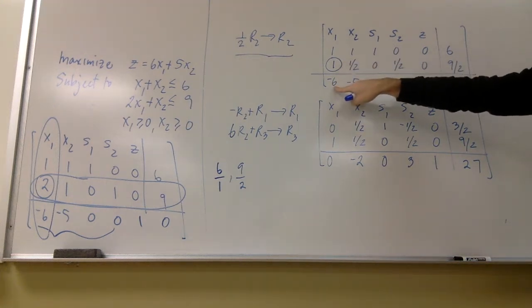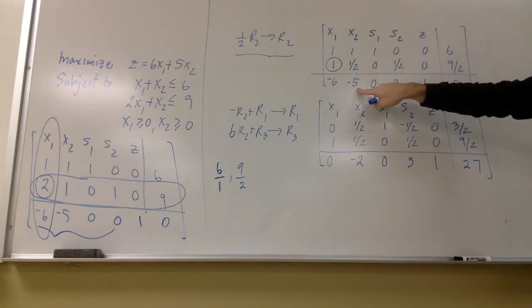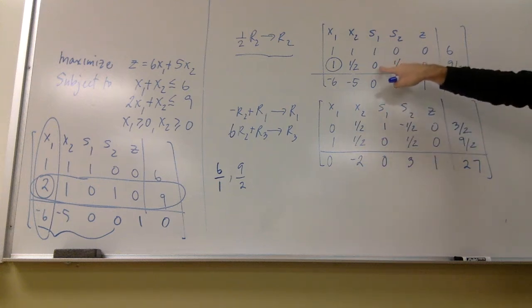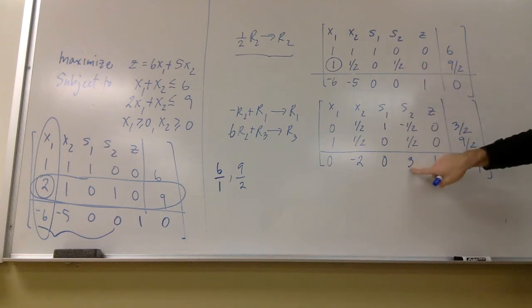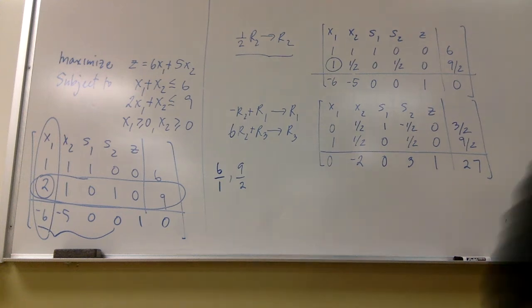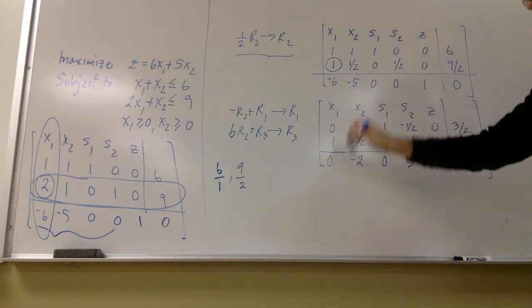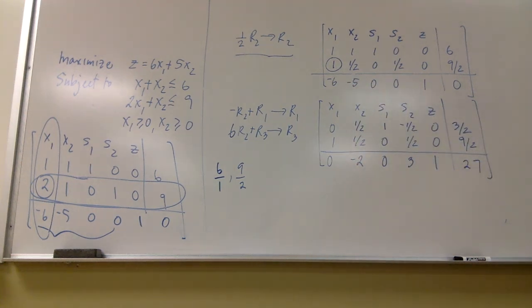6 plus negative 6 is 0, 6 times 1 half is 3, 3 plus negative 5 is negative 2, 6 times 0 is 0, plus 0 is 0, 6 times 1 half is 3, plus 0 is 3, 6 times 0 is 0, plus 1 is 1, and 6 times 9 halves is 27. So now we've just carried out one pivot process, and we have the updated tableau given by this tableau here. Now the idea of the simplex method is to continue pivoting until you can't pivot anymore.